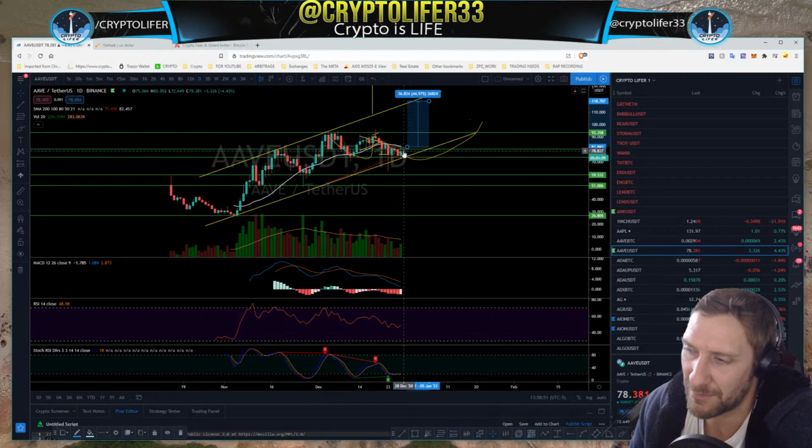Feel like it's coming for Aave. Double bottom here in a bit. Double bottom on the Stokes. Falling wedge here, pointing up on the RSI.